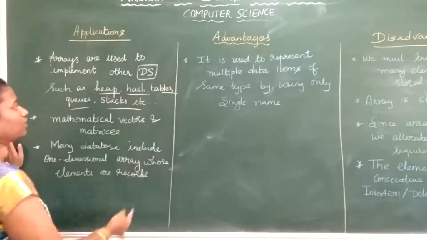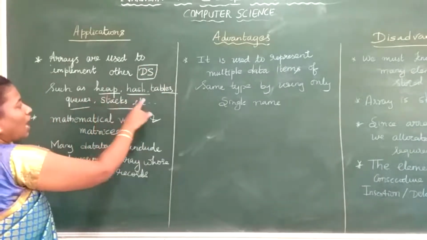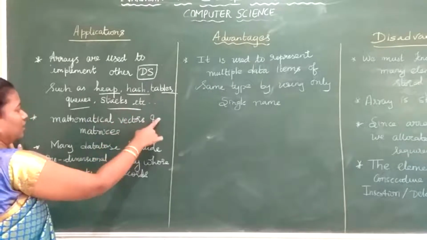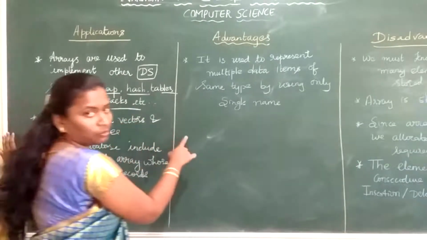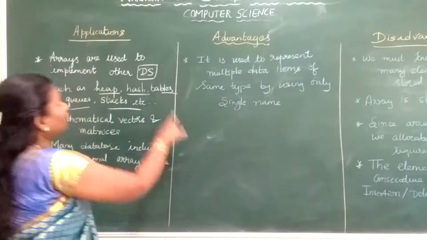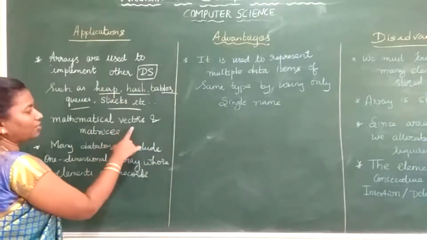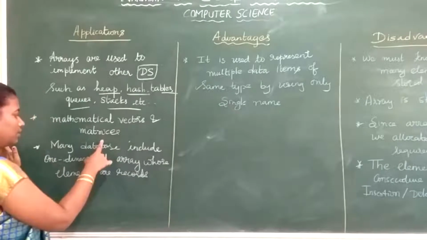DS stands for data structure, such as heap, hash tables, queue, stacks, etc. So it is also used to implement, now as we are seeing in the two-dimensional array, the matrices. This array is used to implement mathematical vectors as well as matrices.